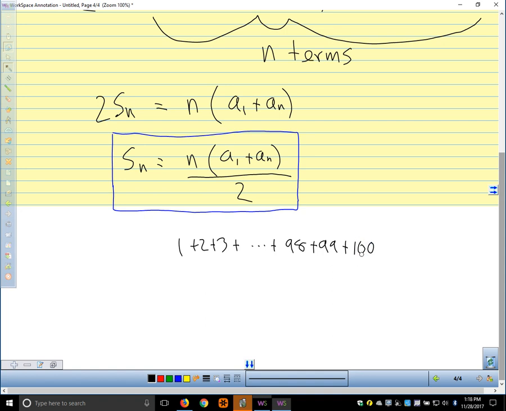Well, the legend goes that Gauss realized that 1 plus 100 is 101, 2 plus 99 is 101, 3 plus 98 is 101. So what you have is the first term plus the last term, and you do that however many terms you have, and you have to divide by 2 because you're doing them in pairs. So the legend has that he came up with the answer really quickly and showed it to the teacher. The teacher thought he got lucky and had him do another one, and he figured out the formula and did it really quickly again. So that's the math legend about this.